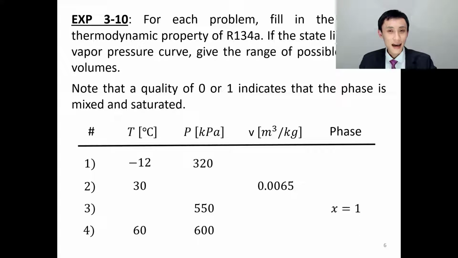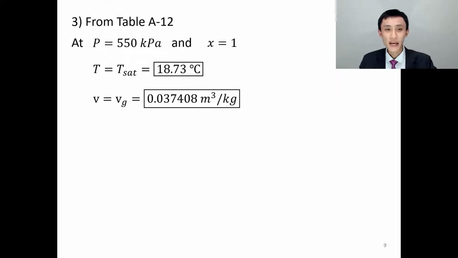Next, let's take a look at the third one. We know the pressure and the phase. Wow, x equals 1 means it's 100% saturated gas. Then the problem is easier. Since we know the pressure, let's try table A12. It's saturated, so the temperature is the saturated temperature, which is 18.73 degrees C, and the specific volume is v sub g because it's saturated vapor, and it's this number here.